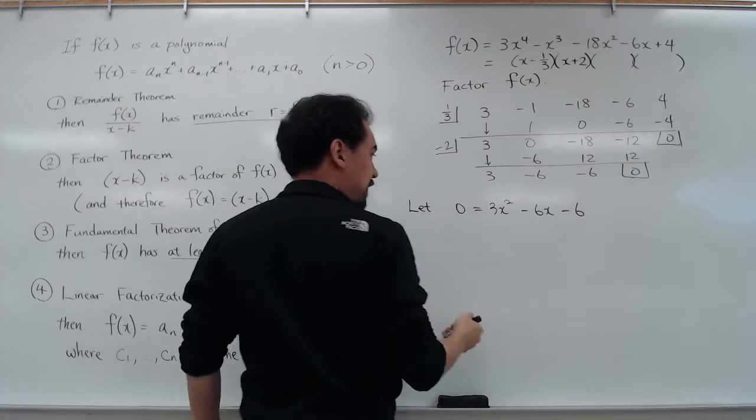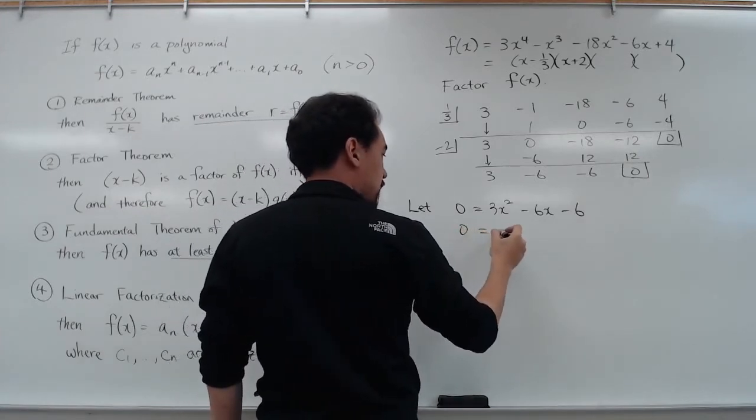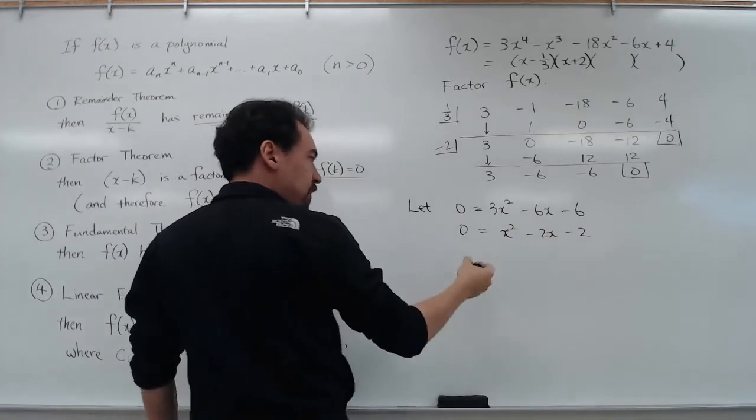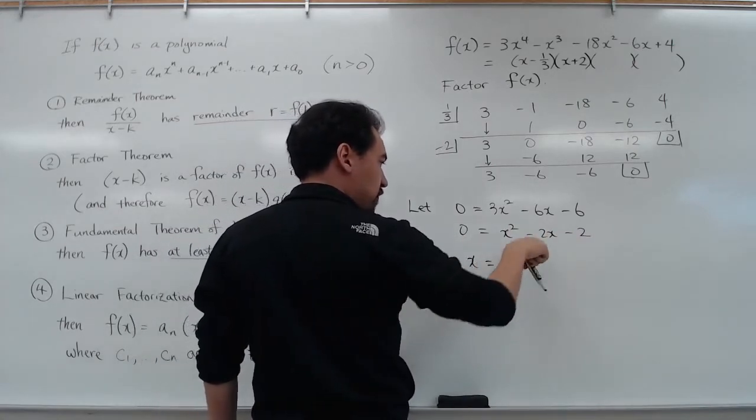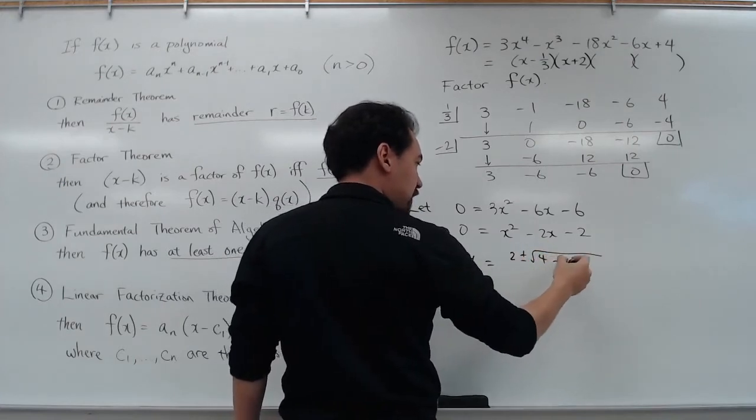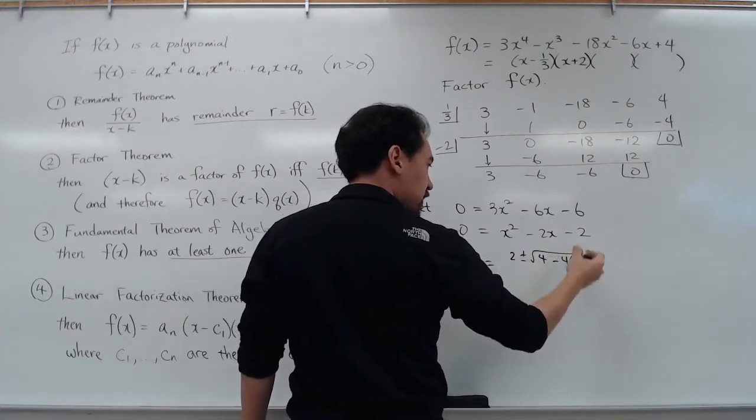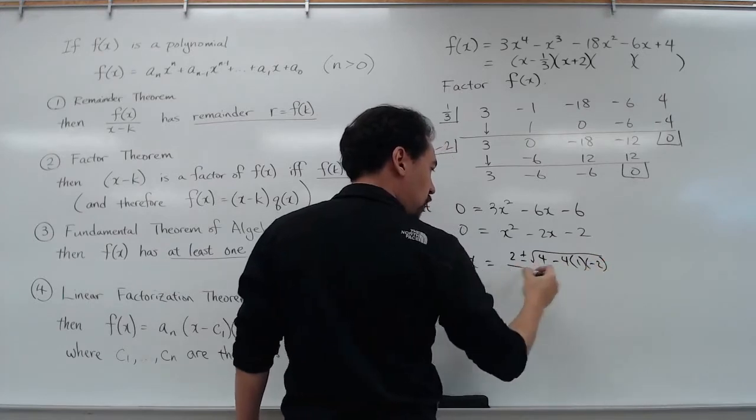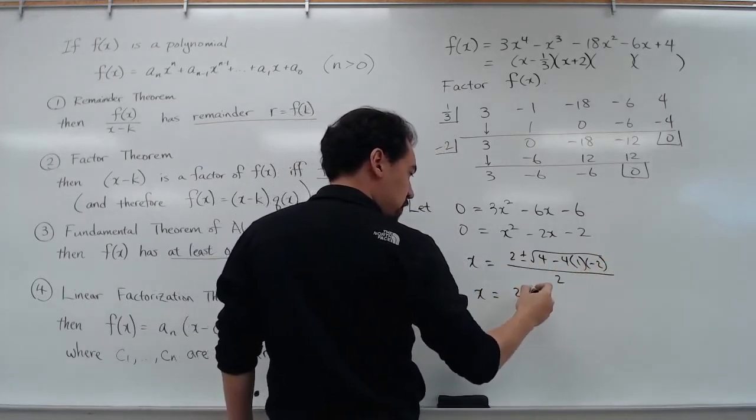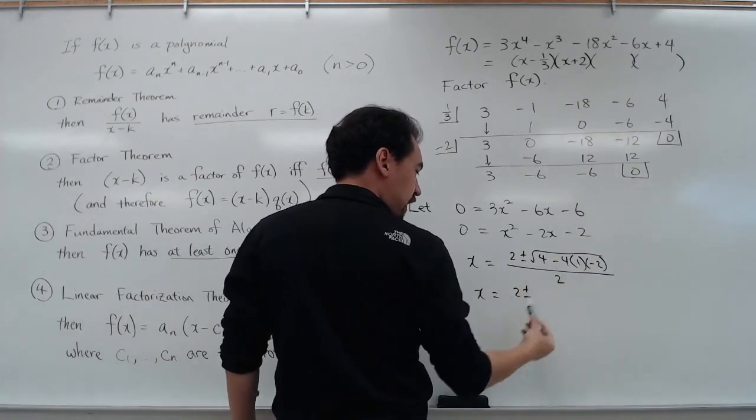So first of all, let's divide everybody by 3. When I do that, I get x squared minus 2x minus 2. Then I can use the quadratic formula and say x equals negative b plus or minus the square root of b squared minus 4 times a times c, all over 2a. And then I can keep going. This is going to be 2 plus or minus, that's going to be 4 plus 8, which is 12.